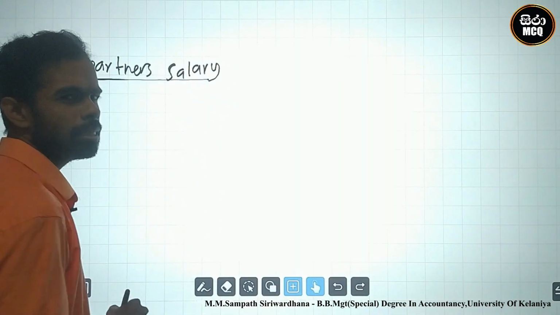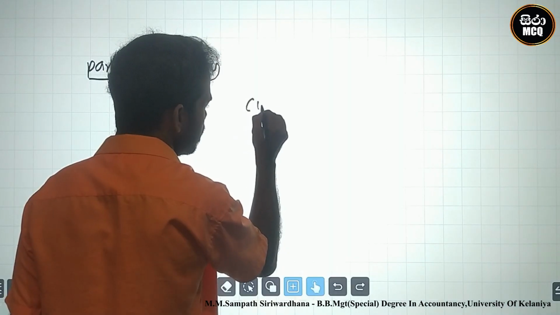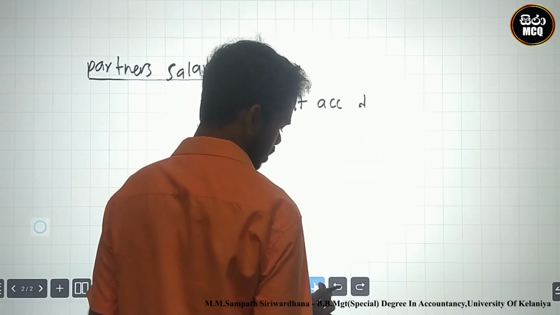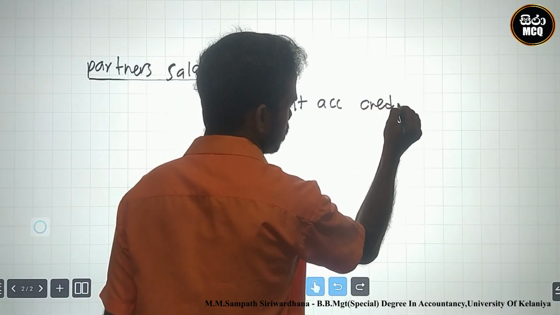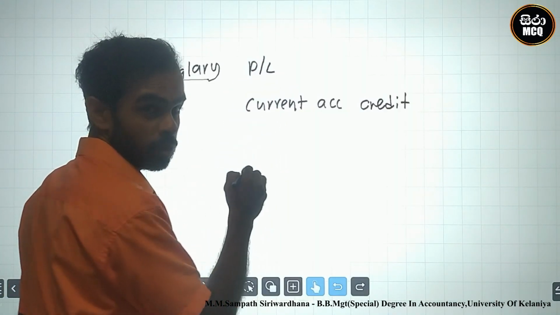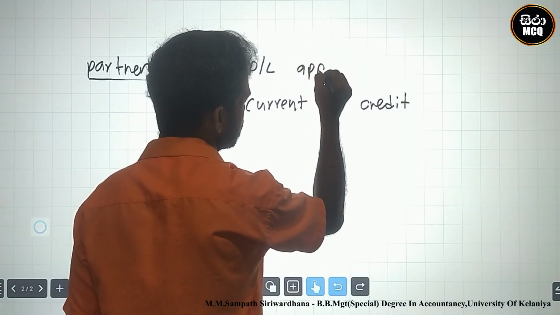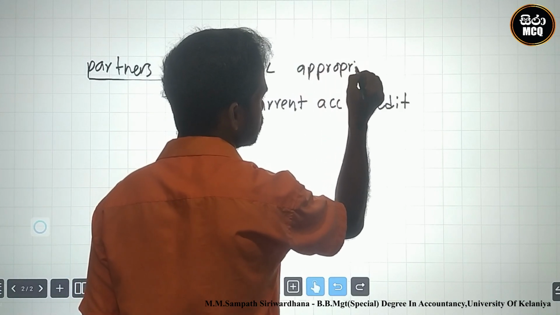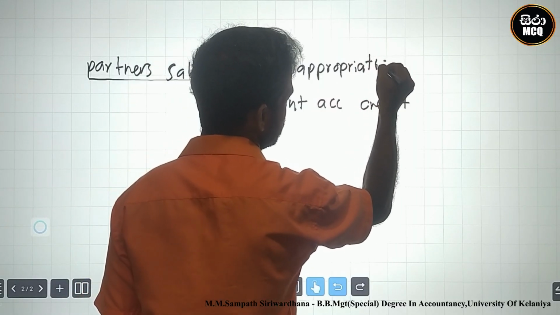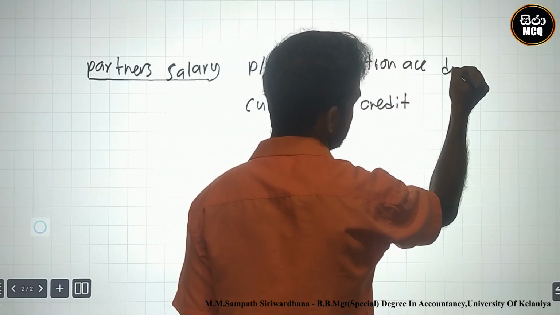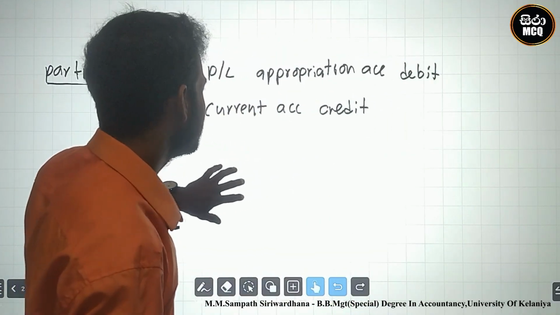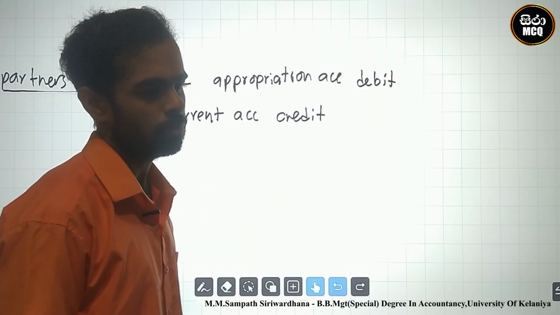Partner salary. What is the double entry? Current account credit, and debit to the profit or loss appropriation account. Appropriation account debit, current account credit. Okay, what is the profit or loss appropriation account debit location?